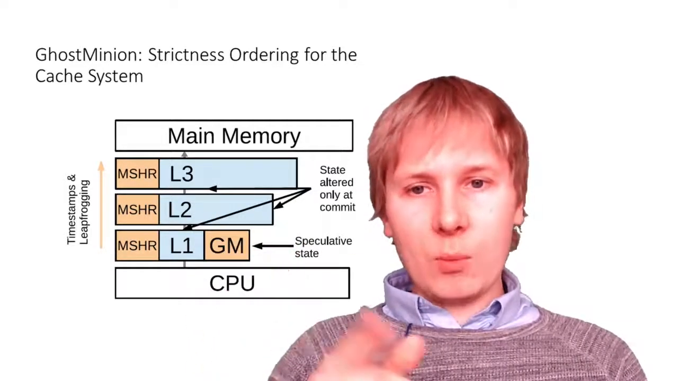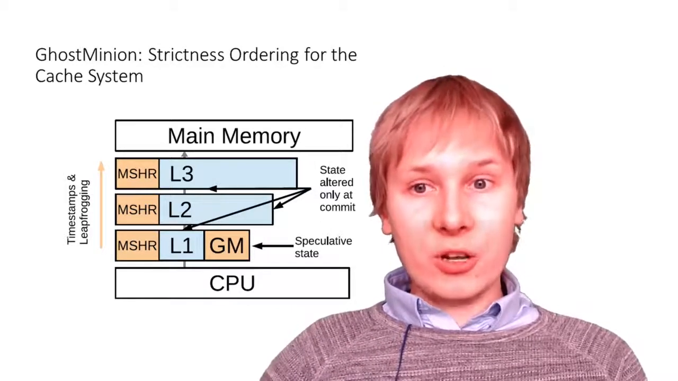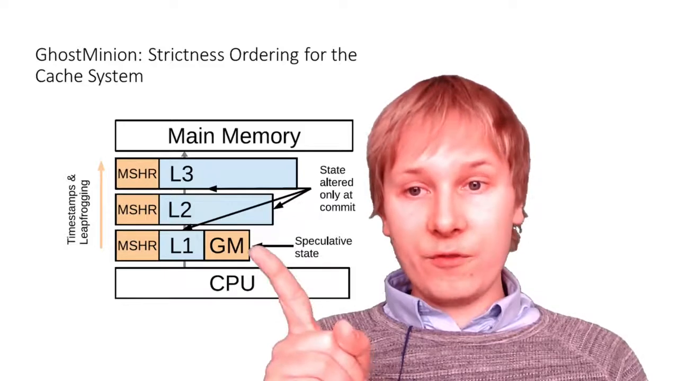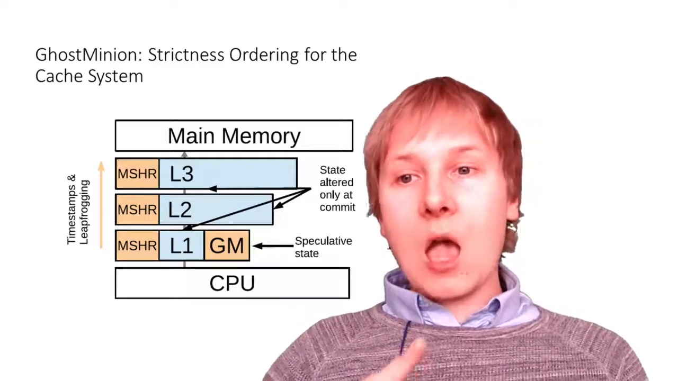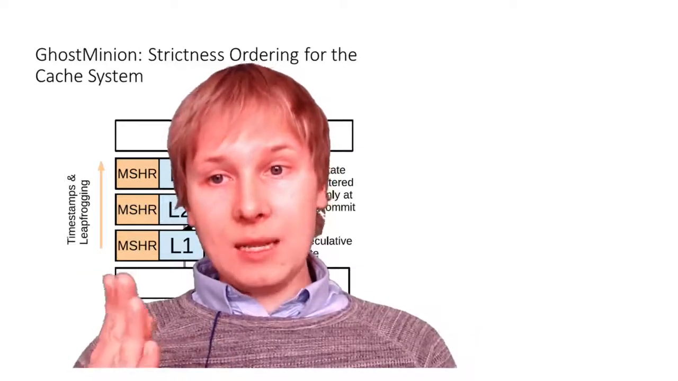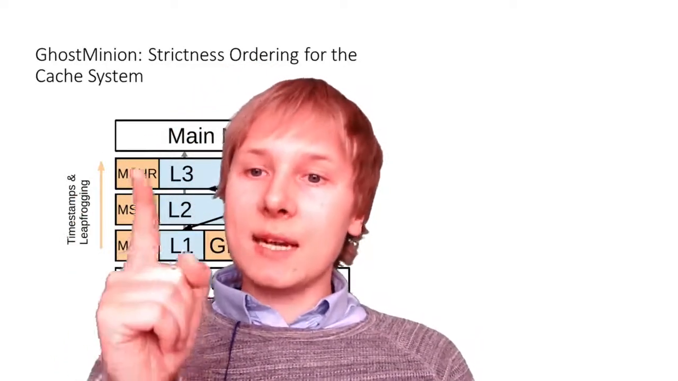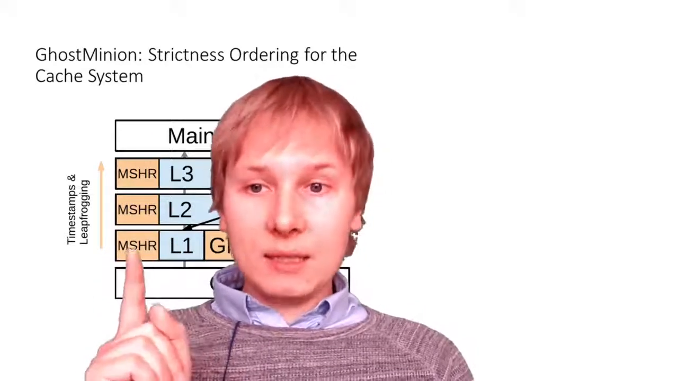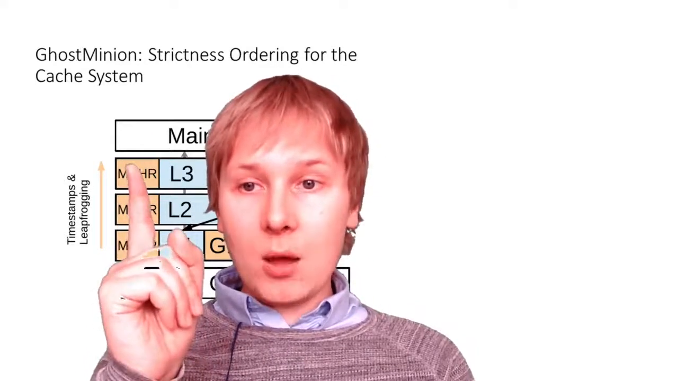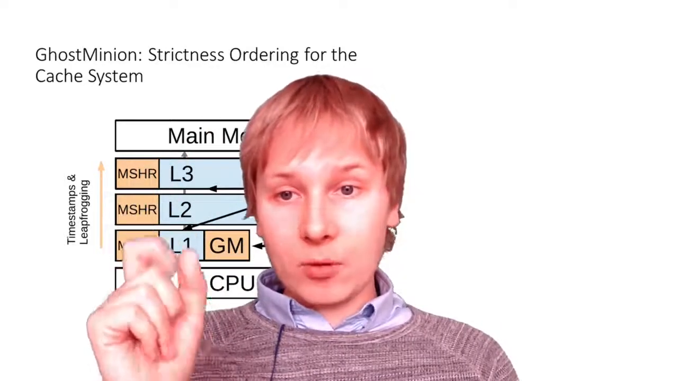So we modify that and we place a variety of guarantees on it to actually enforce this strictness order. Just having it there isn't enough. You need to enforce various properties on this. We do that using techniques called timestamping and leapfrogging. And we also have to provide that for the miss status handling registers, where speculative memory accesses can propagate up these, even though they can't affect any state here, so that they can request things from higher levels.